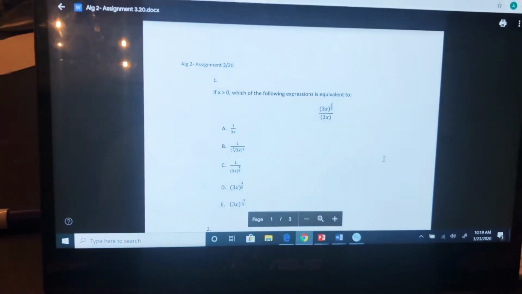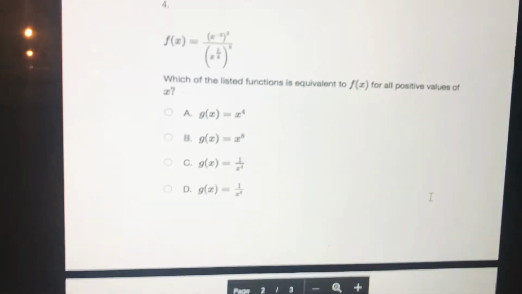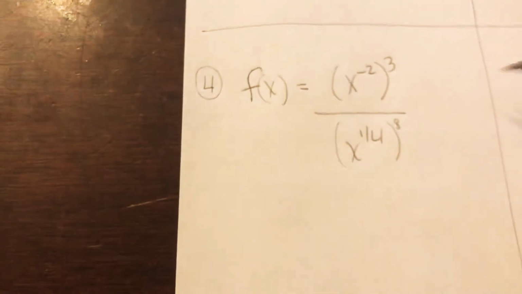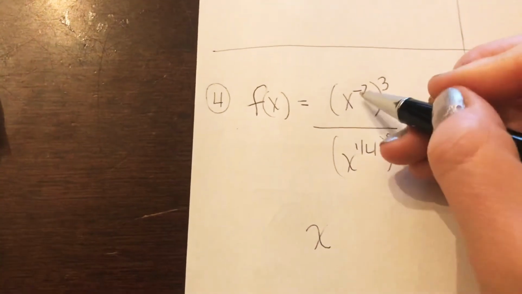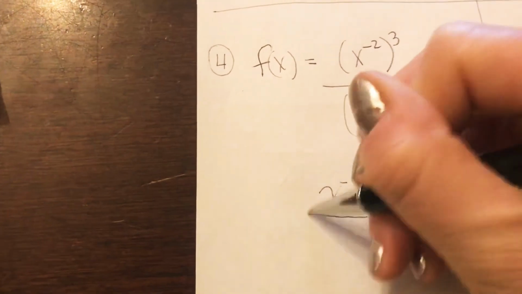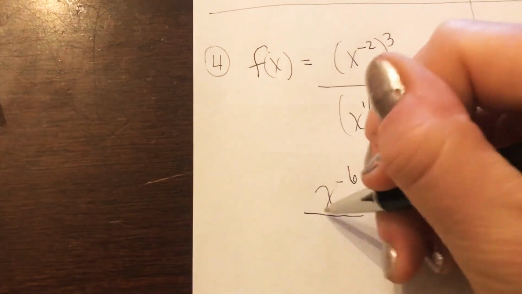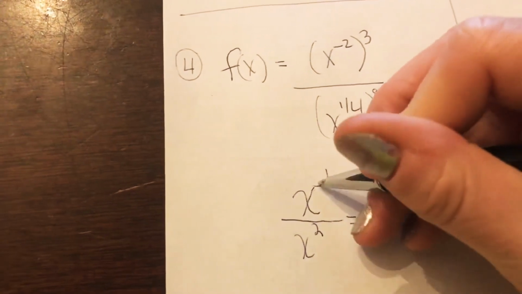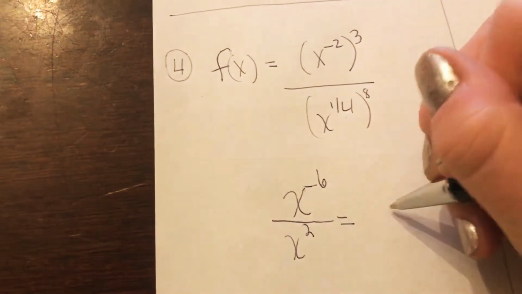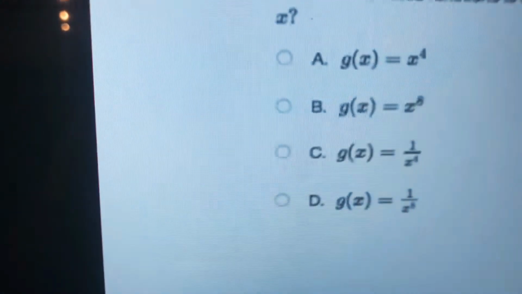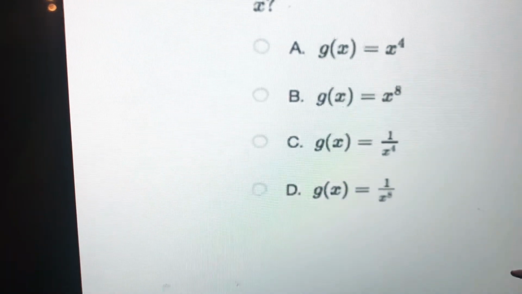Number 4, I think 4 was even easier. Which one is equivalent? I wrote that down. This was number 4. So this is equivalent to x to the -2 times 3, which is -6. Over here, 1/4 times 8 is 8/4, which is 2. So it's x to the 2nd power. And then you're just going to subtract exponents here. -6 minus 2 is x to the -8, which is not an option. But what's equivalent to x to the -8 is D.